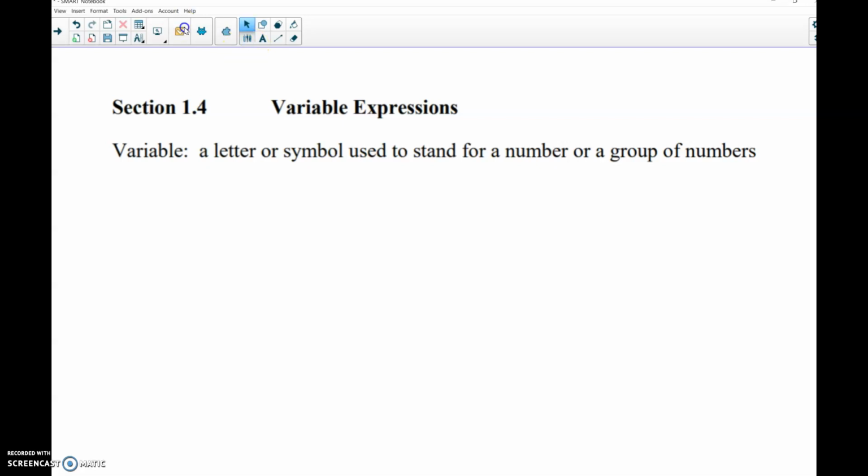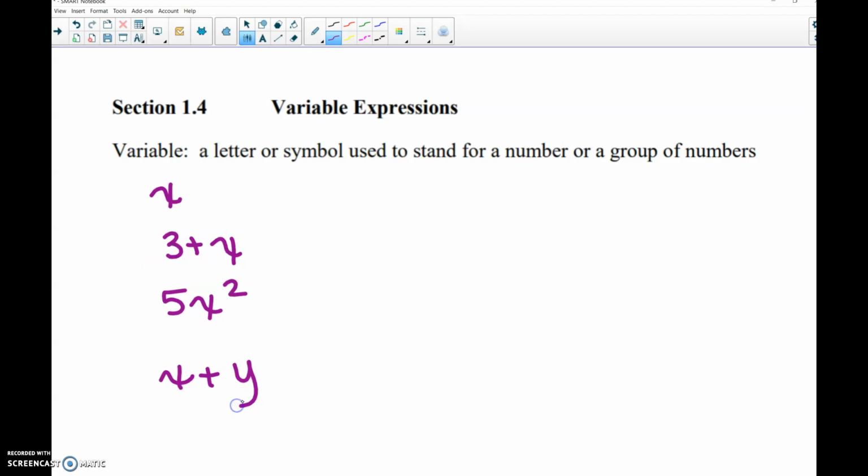So, a variable that's commonly used is x. A variable expression would be something like 3 plus x or 5x squared. You can have multiple variables, x plus y. Expressions do not have equal signs, so all four of these examples here are all expressions. Expressions that end up having an equal sign turn into equations.